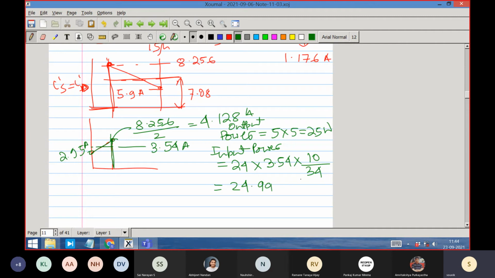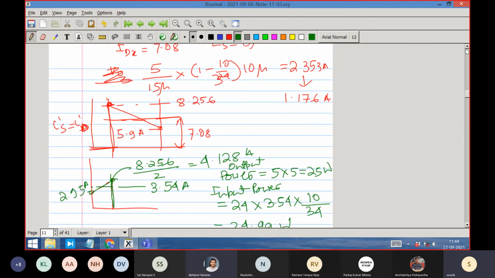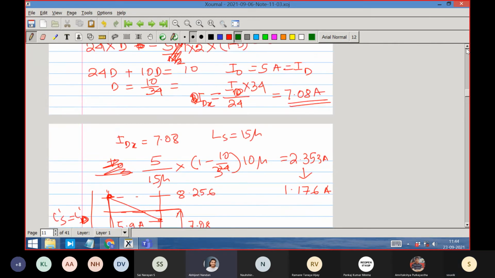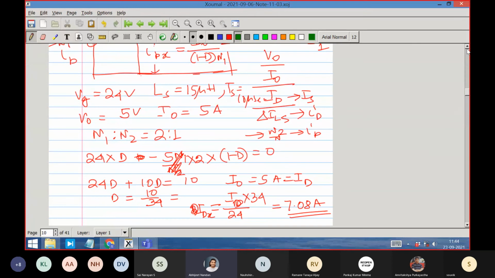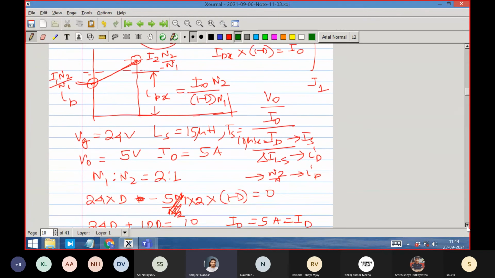24.99 is coming here. So this means this is correct. What we have solved is correct. Any comment? Yes, sir. Earlier we said that the net change in inductor current in one cycle should be 0. So that thing is not applicable here.